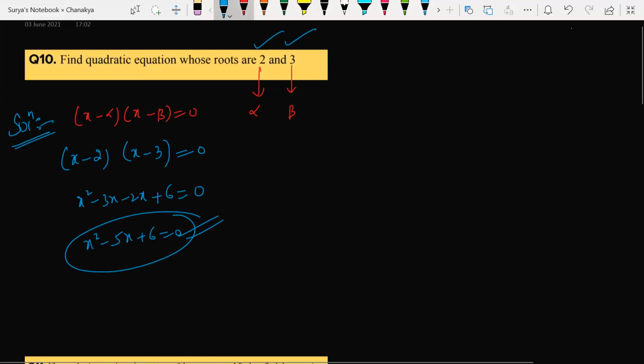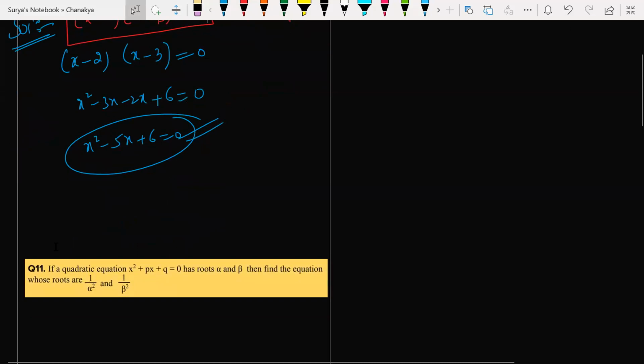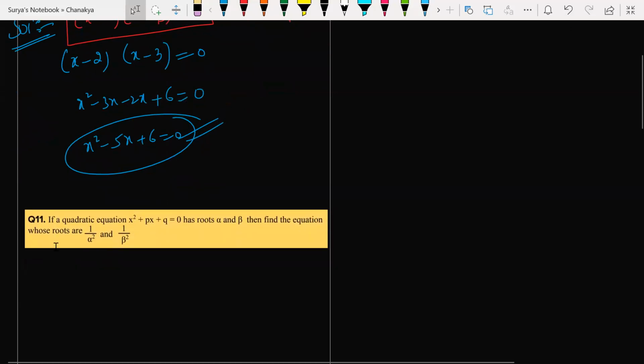So this is the formula. If they give roots and they ask you to find the quadratic equation or frame the quadratic equation, then we have to use the x minus alpha into x minus beta is equal to 0 formula for getting that. Getting my point, children? Yes. And what is the sum of the roots or product of the roots?